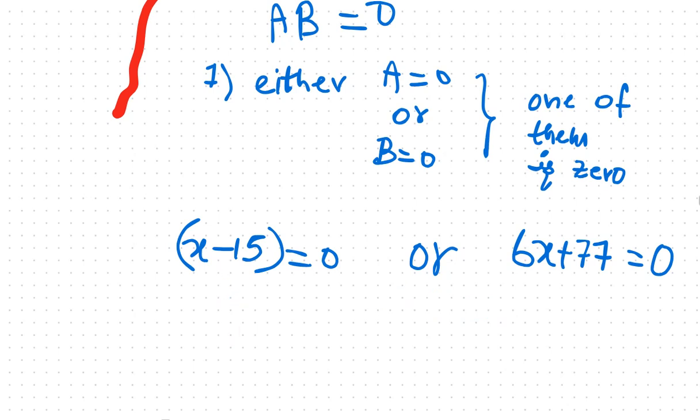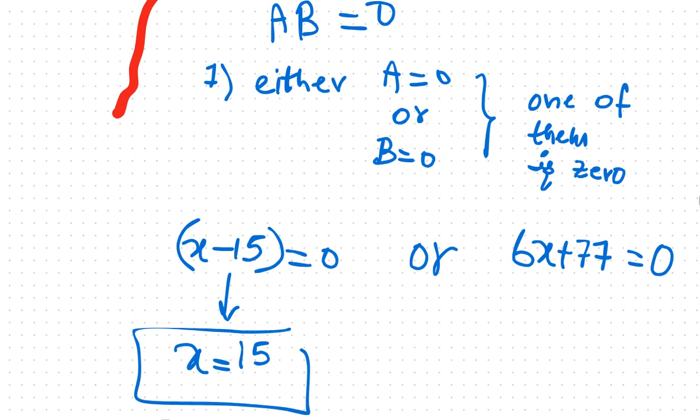So from the first case, x value is... x minus 15 is 0, so x is positive 15, right? So one value of x is 15. Write that as it is, with this or. Can you find the next x value?